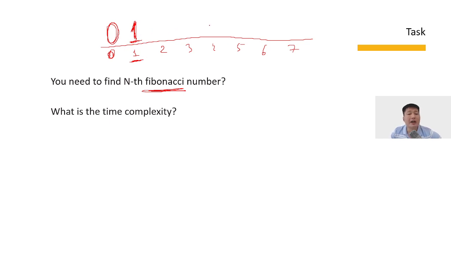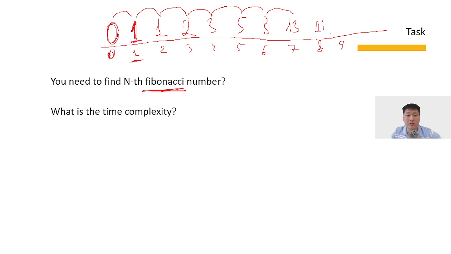All other Fibonacci numbers are constructed as the sum of the previous 2 numbers. Like 0 plus 1 is equal to 1 here. 1 plus 1 is equal to 2. 1 plus 2 is 3. 2 plus 3 is 5. 3 plus 5 is 8. 5 plus 8 is 13. 8 plus 13 is 21. And 13 plus 21 is 34, and so on. So these are Fibonacci numbers. They start from 0 and 1, and all other numbers are built with the formula: sum of the previous 2 numbers.